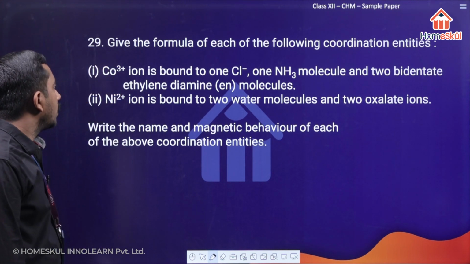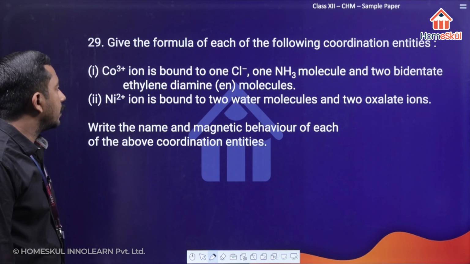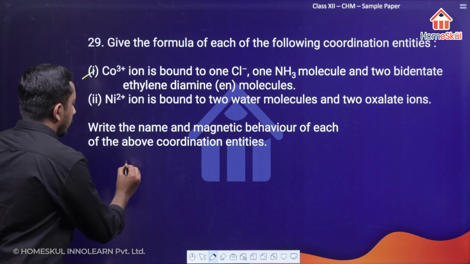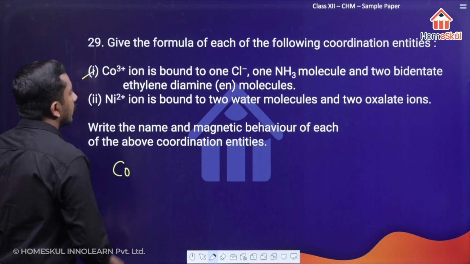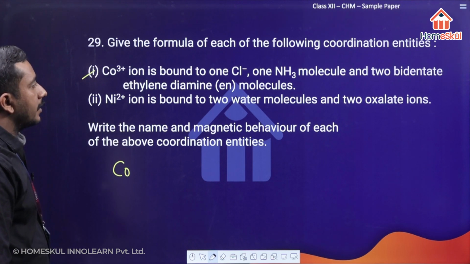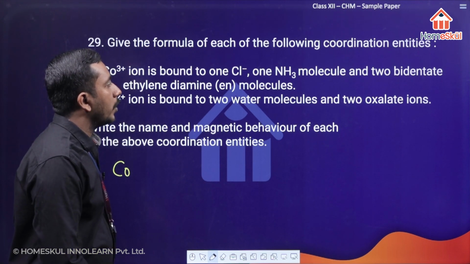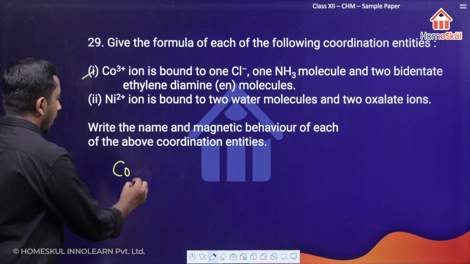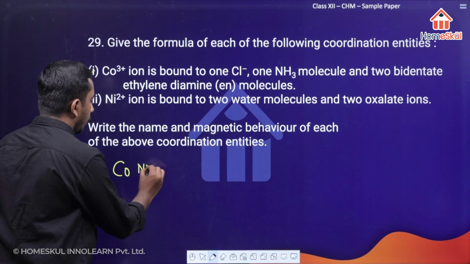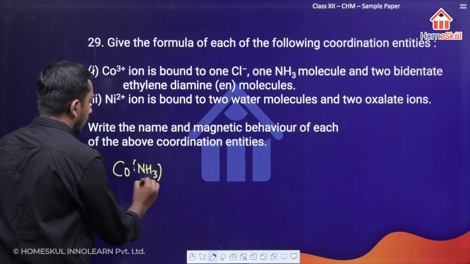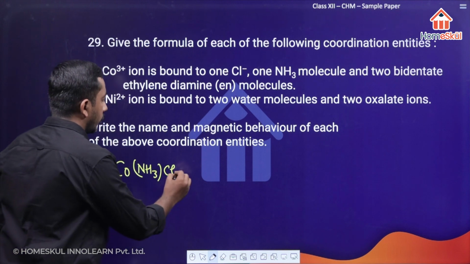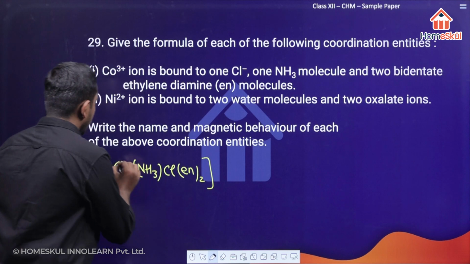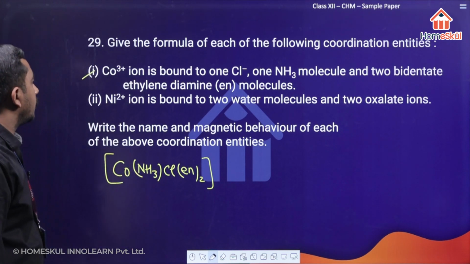So our central metal atom is cobalt 3 plus. Right. So we are looking for the first compound. And which are the ligands that we have? We have 1 chlorine, 1 ammonia and 2 ethylene diamine ligands. Okay. So we have 1 ammonia, 1 chlorine and 2 ethylene diamine as ligands. So that will be all about our coordination sphere.